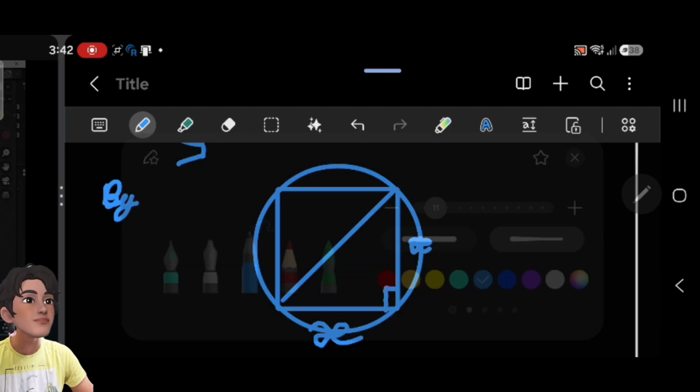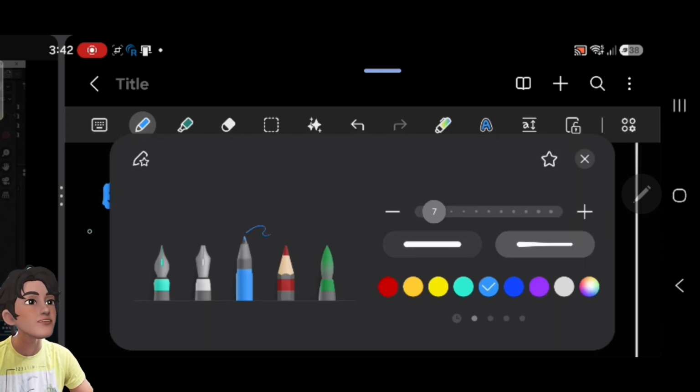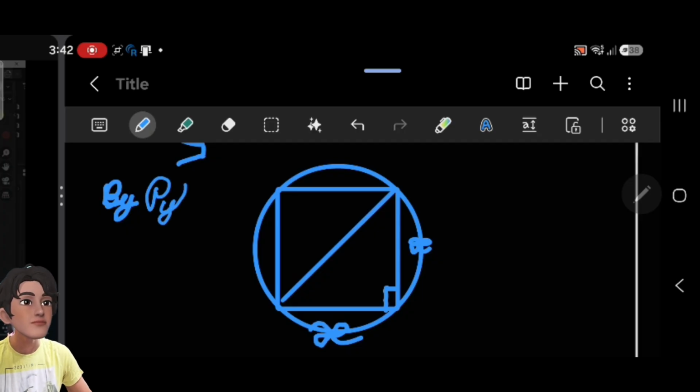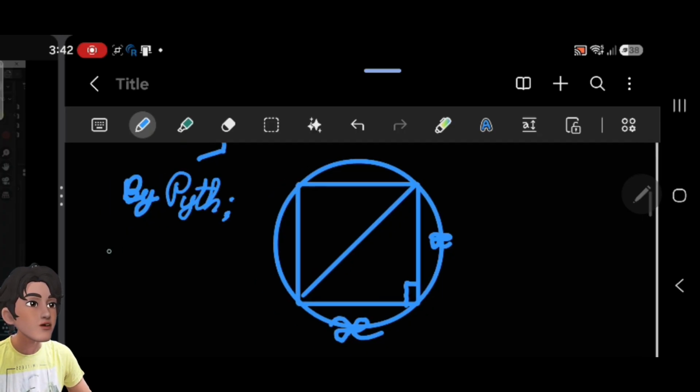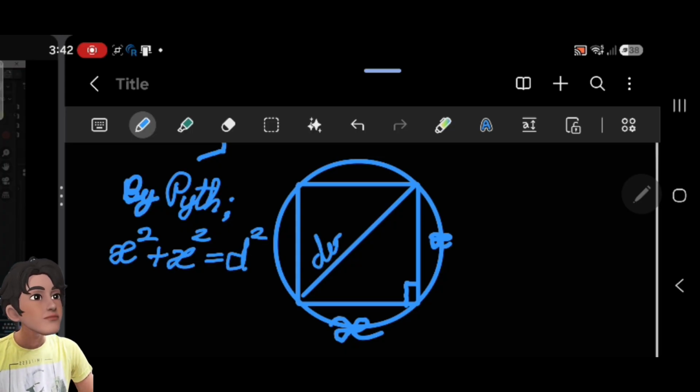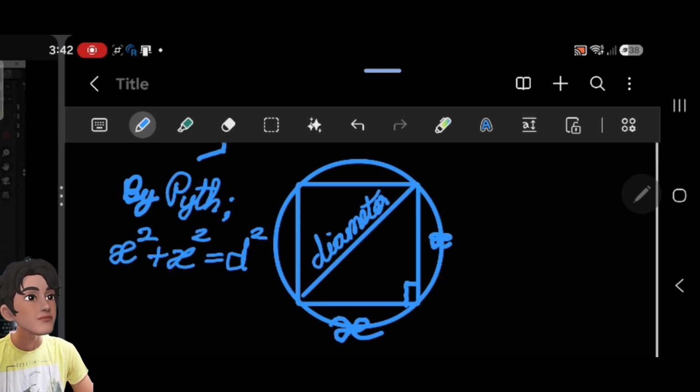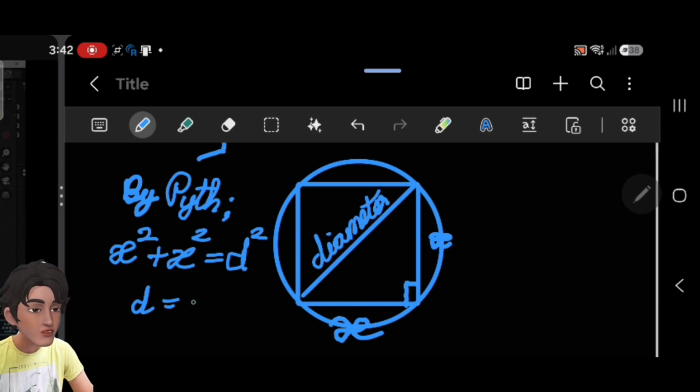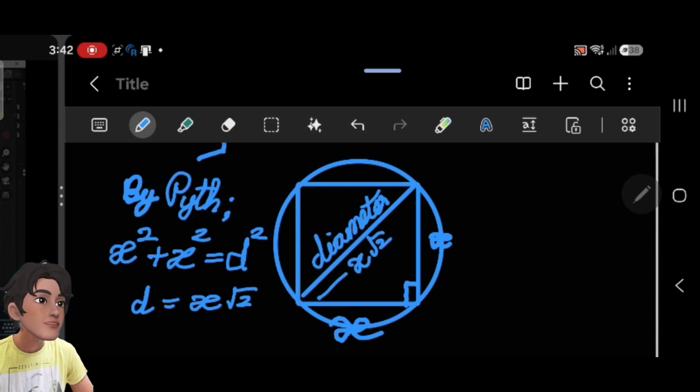So by Pythagoras, let me find the diameter of this circle. Now it's important to denote the diameter in terms of x for simpler calculation and avoiding many variables. Now we find the diameter to be x root 2 units. I'm writing it right here.